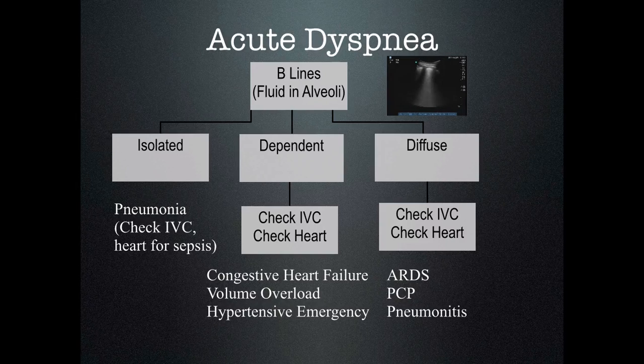We talked about this just a little bit before, that PCP or pneumocystis jirovecii looks like B-lines, but is diffuse. Generally, the IVC is going to be very small because these patients are going to be septic and fairly sick, and it's easy to differentiate that from ARDS, but occasionally it can be more difficult.